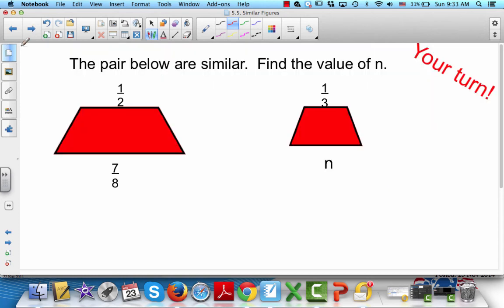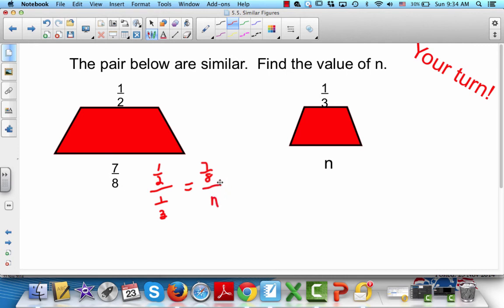All right, the pair below are similar. Find the value of n. Listen, this is no different than the things you've been doing before, except they have fractions. Let's set it up. 1/2 corresponds to 1/3, and 7/8 corresponds to n. All right, you figure that out.